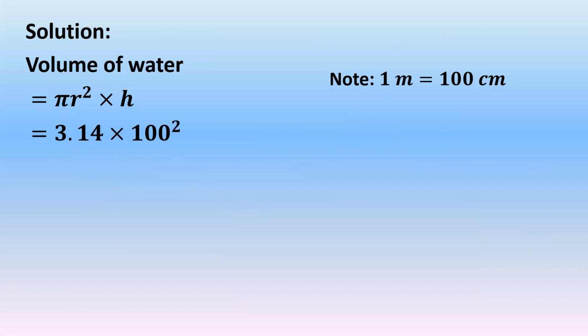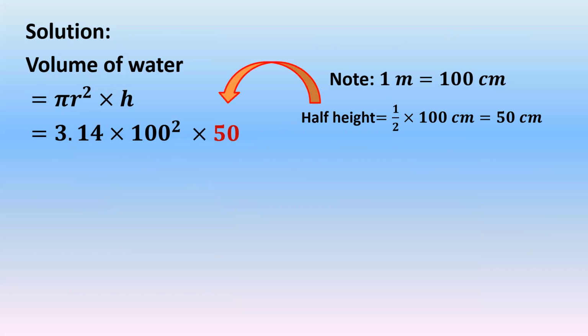Note that the pool is half full. Therefore, the height of water will be half multiplied by 100 centimeters, which is equal to 50 centimeters. Now we substitute h by 50. Simplifying this, we are going to get volume in centimeter cube. Simplifying, we get 1,570,000 centimeter cube.